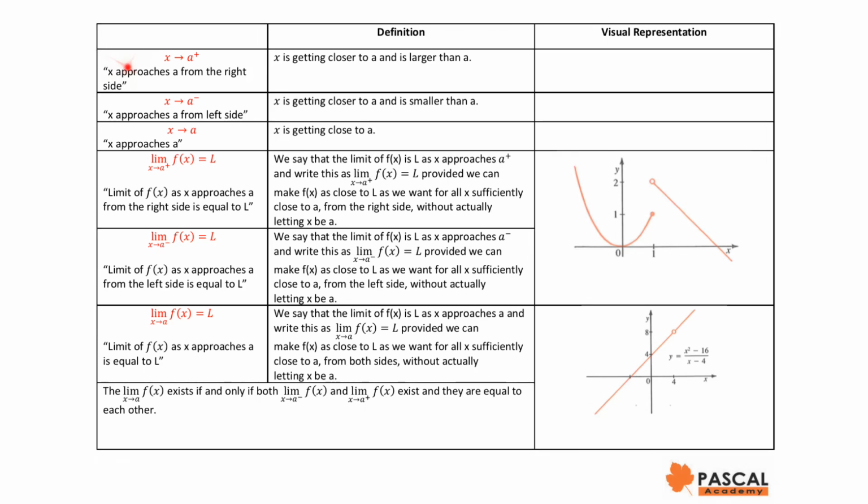When we say x approaches a from the right side, that means x is getting closer and closer to a, and it is larger than a. This is denoted by this notation: x arrow a with a little plus on top of a, and that means x moves towards a from the bigger side. Similarly, when x approaches a from the left side, which is denoted by this notation, x is getting closer and closer to a, and it is smaller than a.